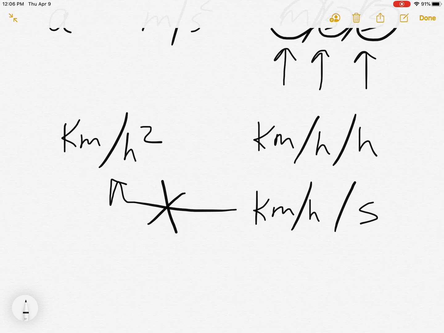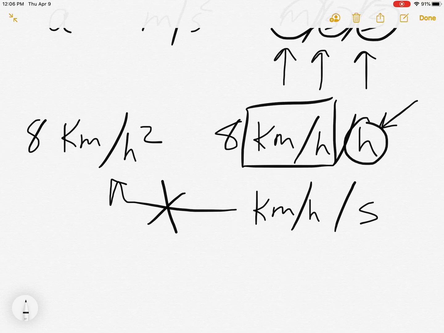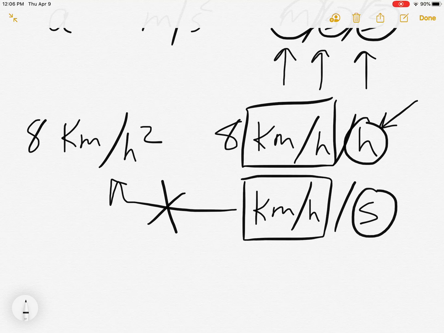Now what does that mean? Remember what acceleration means. It means that your velocity is changing by a certain amount every second. This one means that your velocity, well, let's say it was 8 for fun, means your velocity is going 8 kilometers an hour faster every hour. 8 kilometers an hour faster every hour. Whereas if it was 8 on the bottom, it would mean that you're going 8 kilometers an hour faster every second. So this is harder to convert.